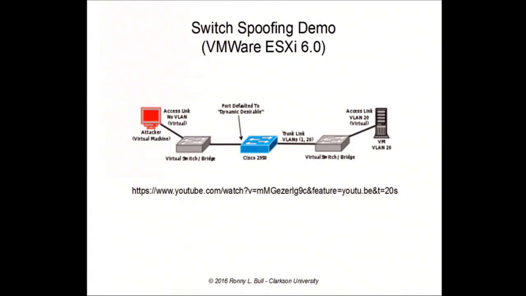Okay, so here is a switch spoofing demo. We did this in the ESXi environment. The setup is we have a virtual machine within the ESXi environment, and it's going out through the virtual switch, the standard switch on it. ESXi is more like a bridge than a virtual switch. We have that connected to a physical Cisco 2950 switch, and the port is set to DTP auto, just default configuration. And then there's another system on the other end connected via a trunk link with VLAN 20 and 1 support over that trunk link, going into another hypervisor environment.